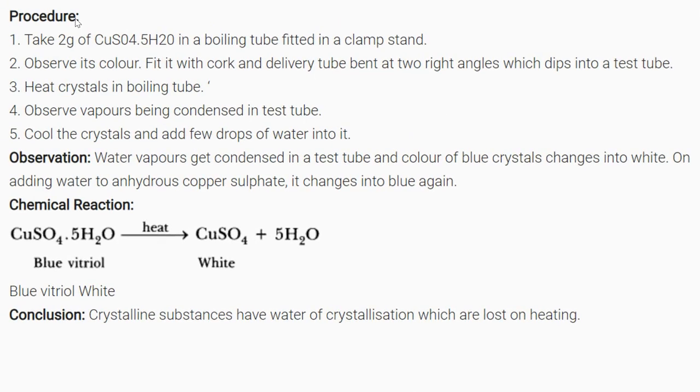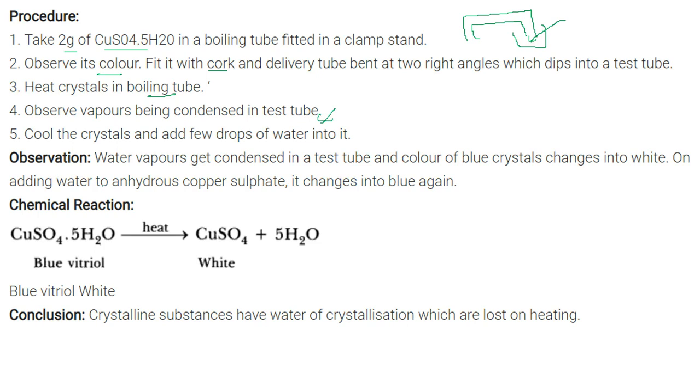So how to proceed? We'll take some grams of CuSO4.5H2O in a boiling tube, which is fitted in a clamp stand. We'll observe its color and fit it with the cork and delivery tube bent at right angles, which dips into a test tube. We'll heat the crystal in the boiling tube. We'll observe the vapors being condensed in the test tube. We'll cool the crystals and add a few drops of water to it.